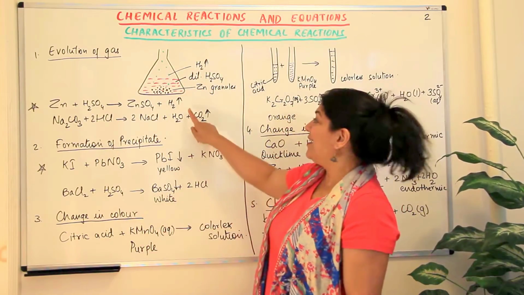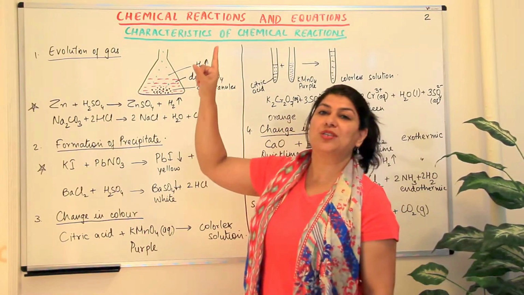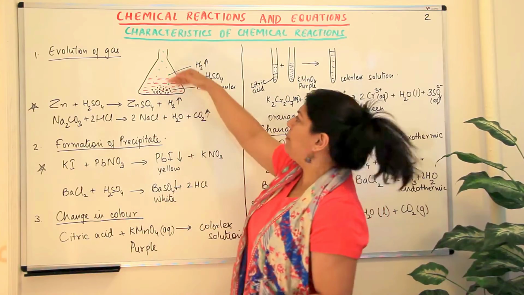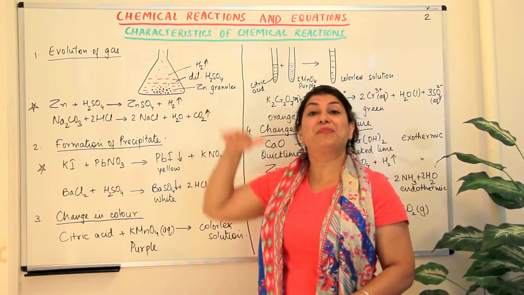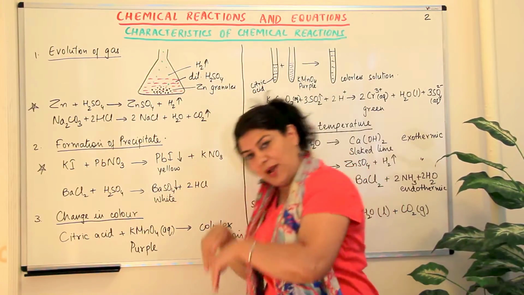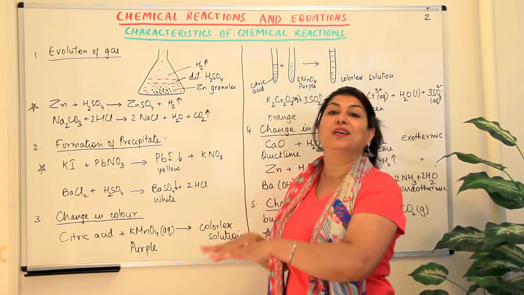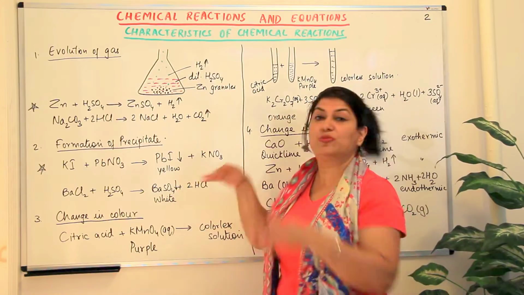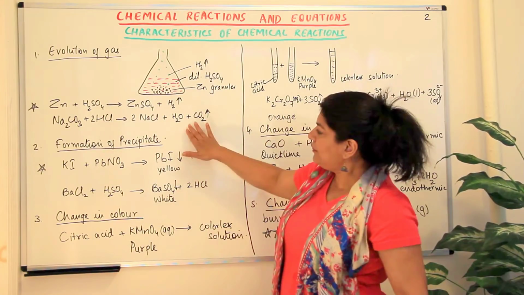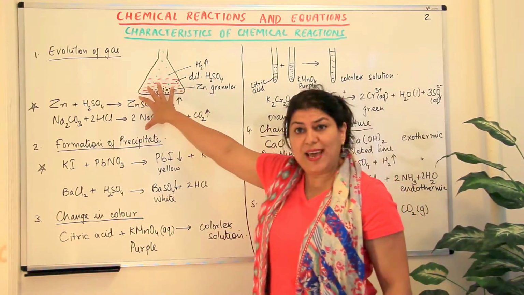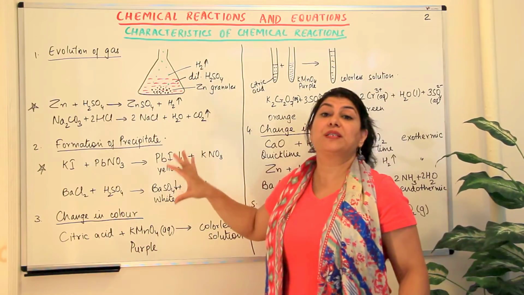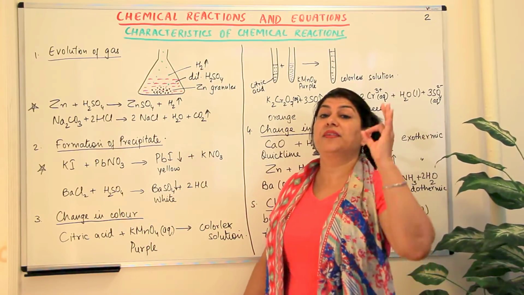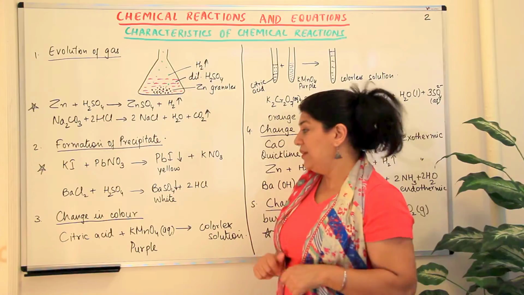Did you notice? A gas was an arrow pointing upwards, which means when gases are formed, they bubble and go upwards. But when a precipitate is formed, it goes down and settles at the bottom of the beaker or the test tube. So precipitates are represented by arrows pointing downwards. So evolution of a gas or the formation of a precipitate are evidence that the reaction is a chemical reaction.